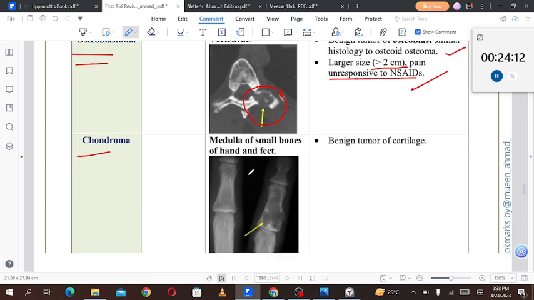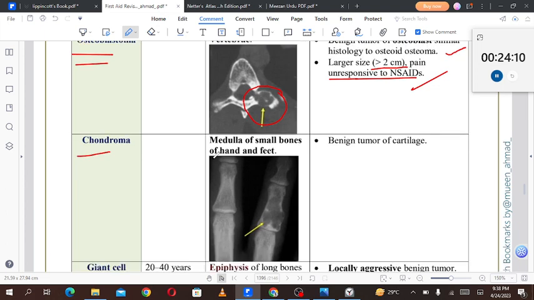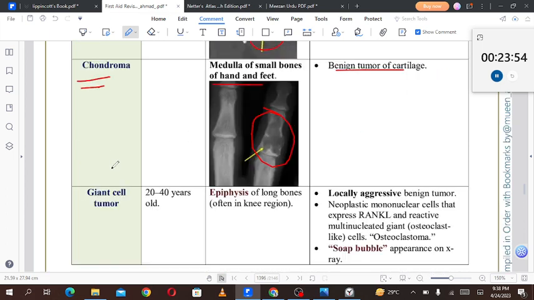So let's come back to chondroma. The medulla of the small bones of the hand and feet can develop chondromas. As you can see in this picture, this is a chondroma in the intermediate phalanges maybe. A bone tumor of the cartilage, a benign tumor of the cartilage, is called a chondroma.